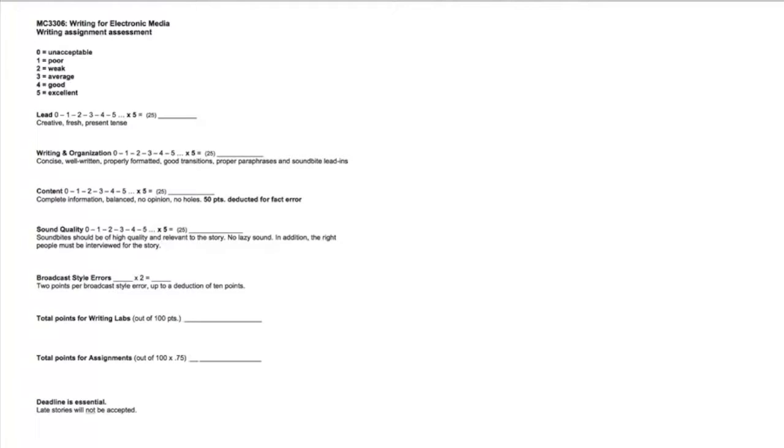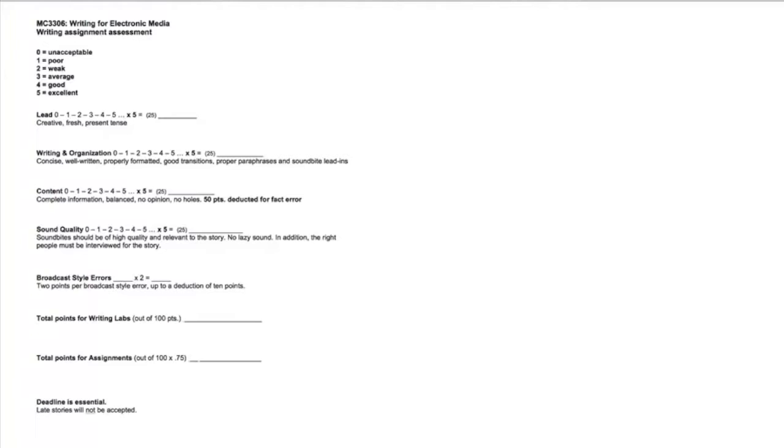So this should look familiar. This is the grading rubric for the class. You'll see we divided it up into 4 areas. I grade your lead on a scale of 0 to 5, and then I multiply that by 5, so that's 25 points. Writing and organization, same thing, 0 to 5, up to 25 points. Content, and then sound quality. Most of y'all did really well with the content and sound quality. It's the lead and the writing and organization that are tripping you up right now. Again, those are the areas that will improve throughout the semester.